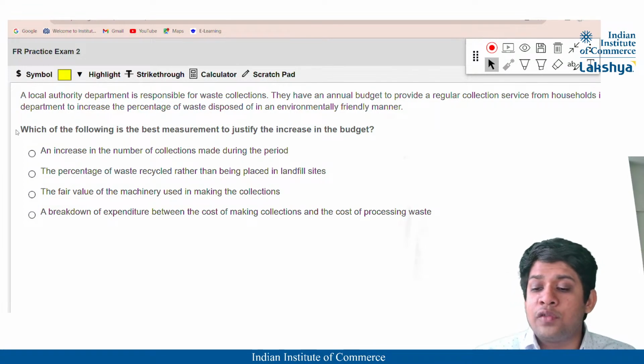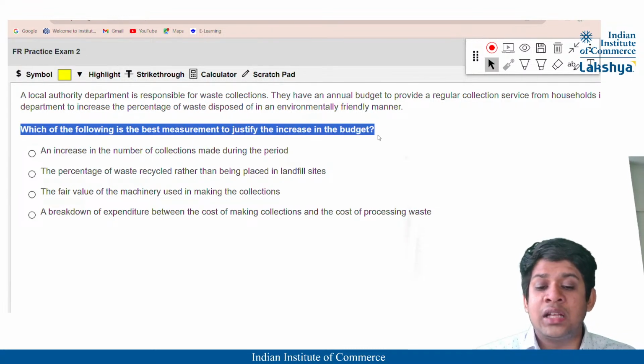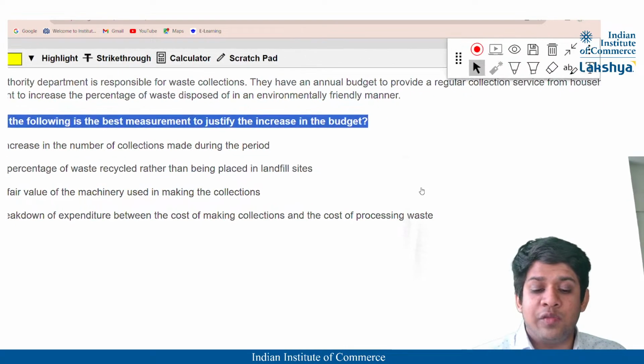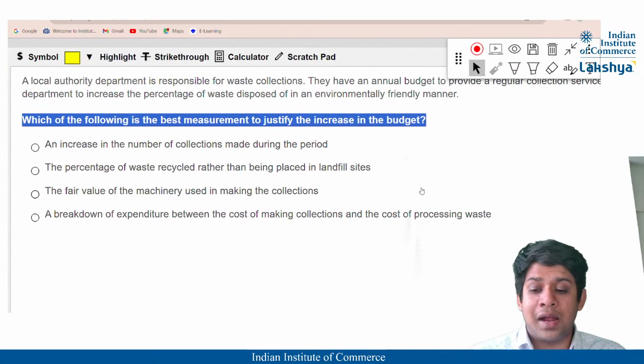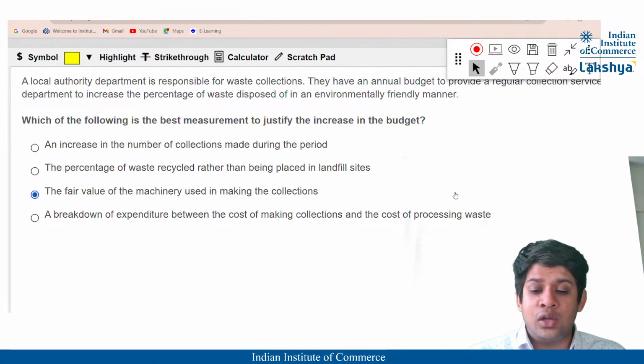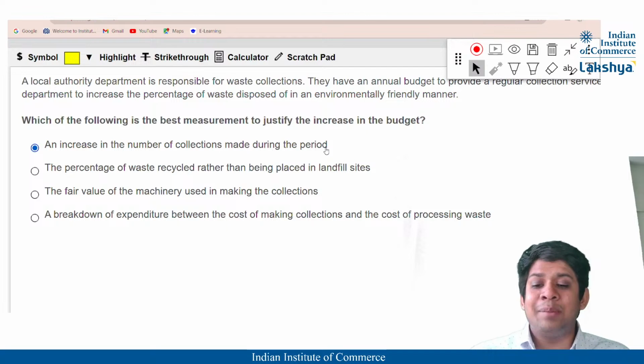So which of the following is the best measurement to justify the increase in the budget? That means from which you can identify that yes, the budget has been increased in a proper manner, right? So firstly, you have an option, this one, which is an increase in the number of collections made during the period. That does not correctly measure, right?